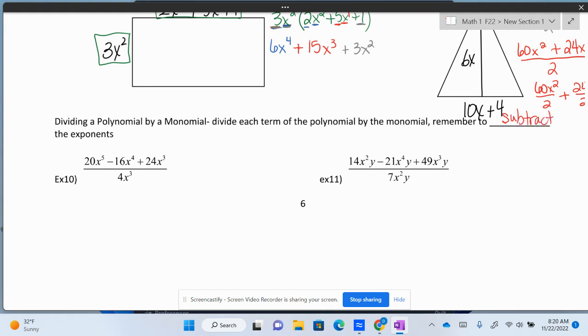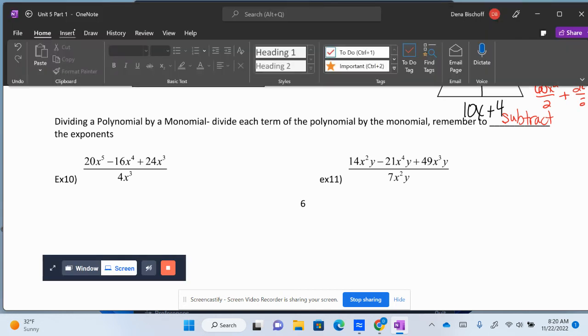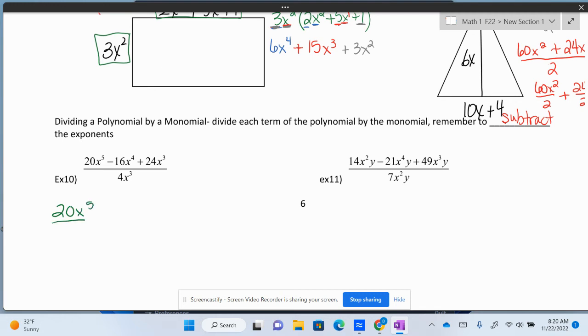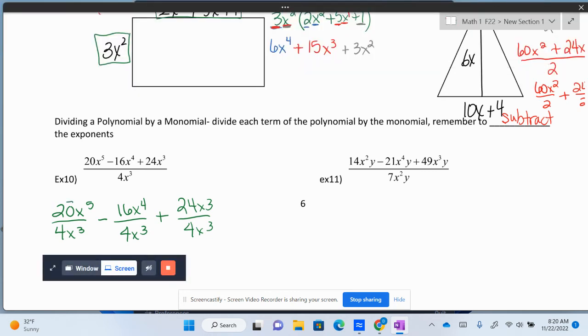Okay. So for these, I'm going to expand them just so you can see exactly what's happening. So for example 10, I really have 20x to the 5th divided by 4x cubed minus 16x to the 4th divided by 4x cubed plus 24x cubed divided by 4x cubed. So let's look at the first one. What is 20 divided by 4? It's 5.